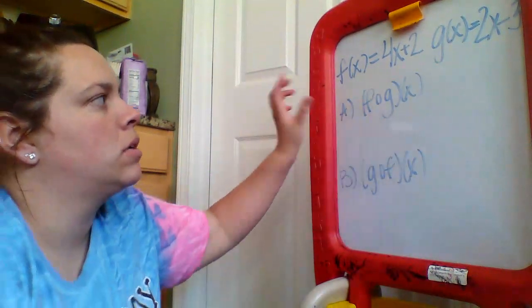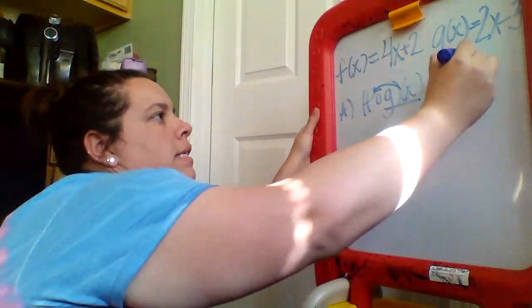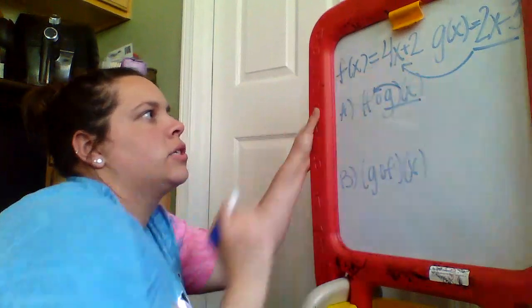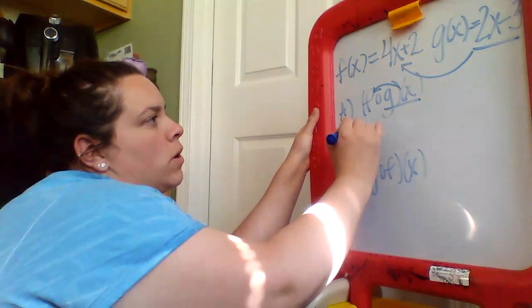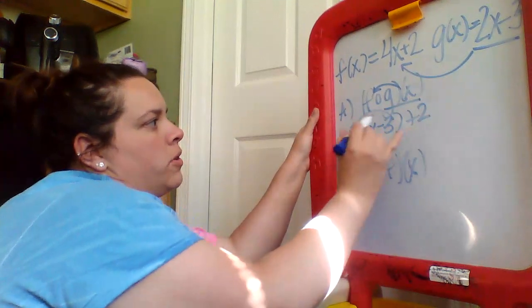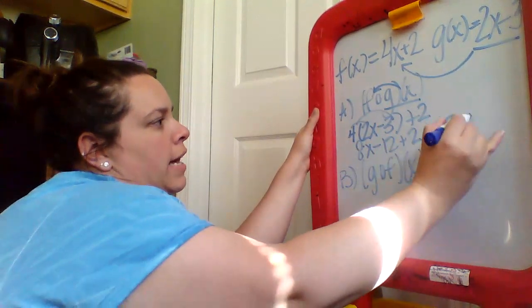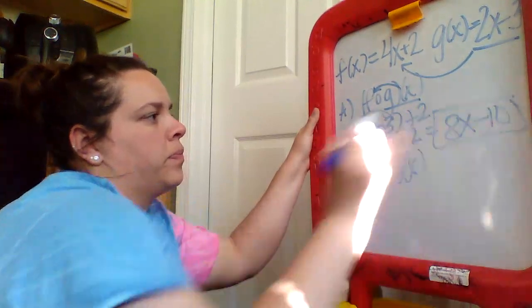All right, so f of g of x, I'm going to take g of x and plug it into f. So that's 4 times 2x minus 3, plus 2. Distribute that, so that's 8x minus 12 plus 2. So that's 8x minus 10.